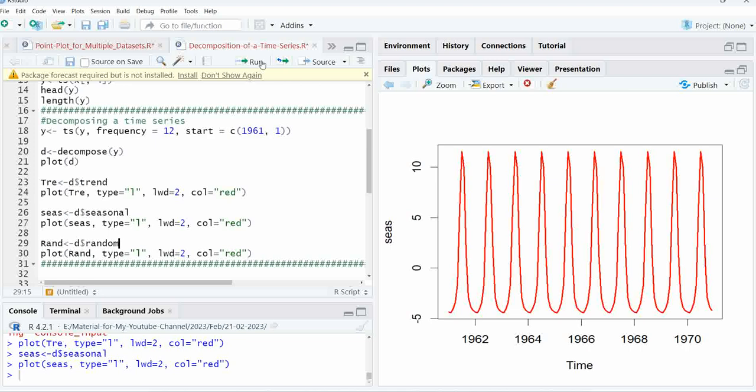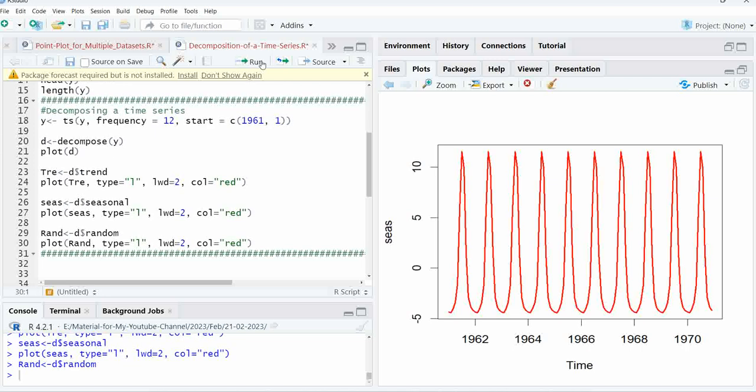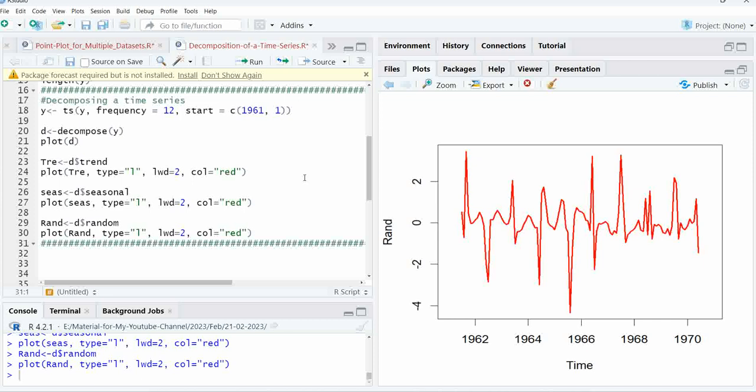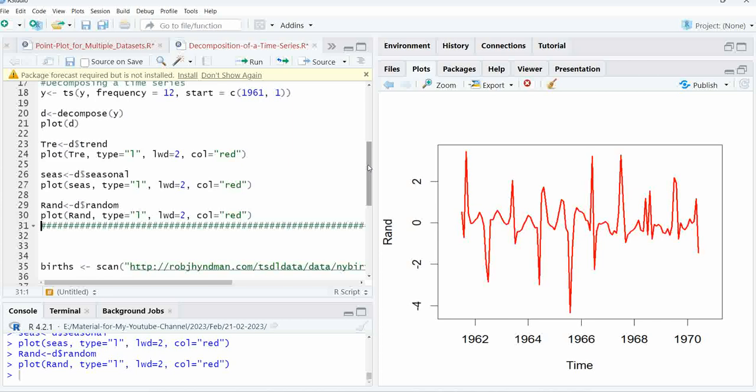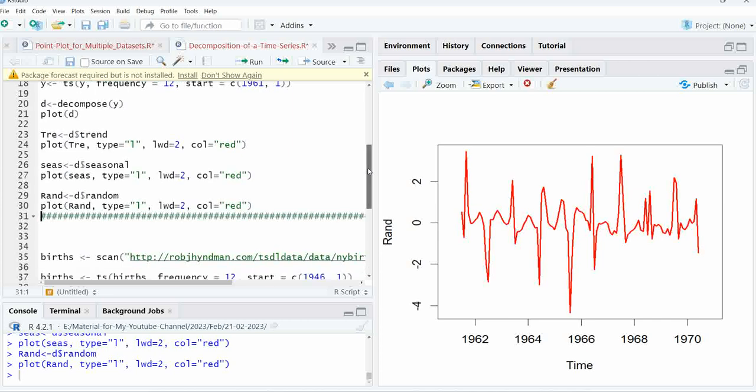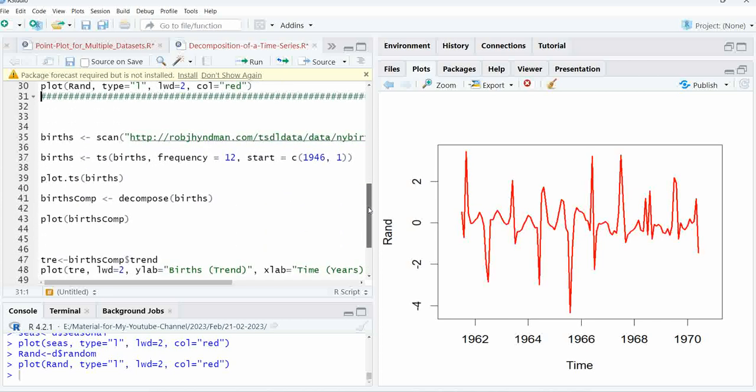Similarly, you can separate random by using this command. You can plot random. So this is all about this data. You can decompose, you can separately analyze the data. Sometimes you are interested in only trend, so you can separate trend and discuss it, and you can give some recommendation to policymakers on the basis of the trend, which is normally the slow, main variation. Maybe sometimes seasonal is very important as well.